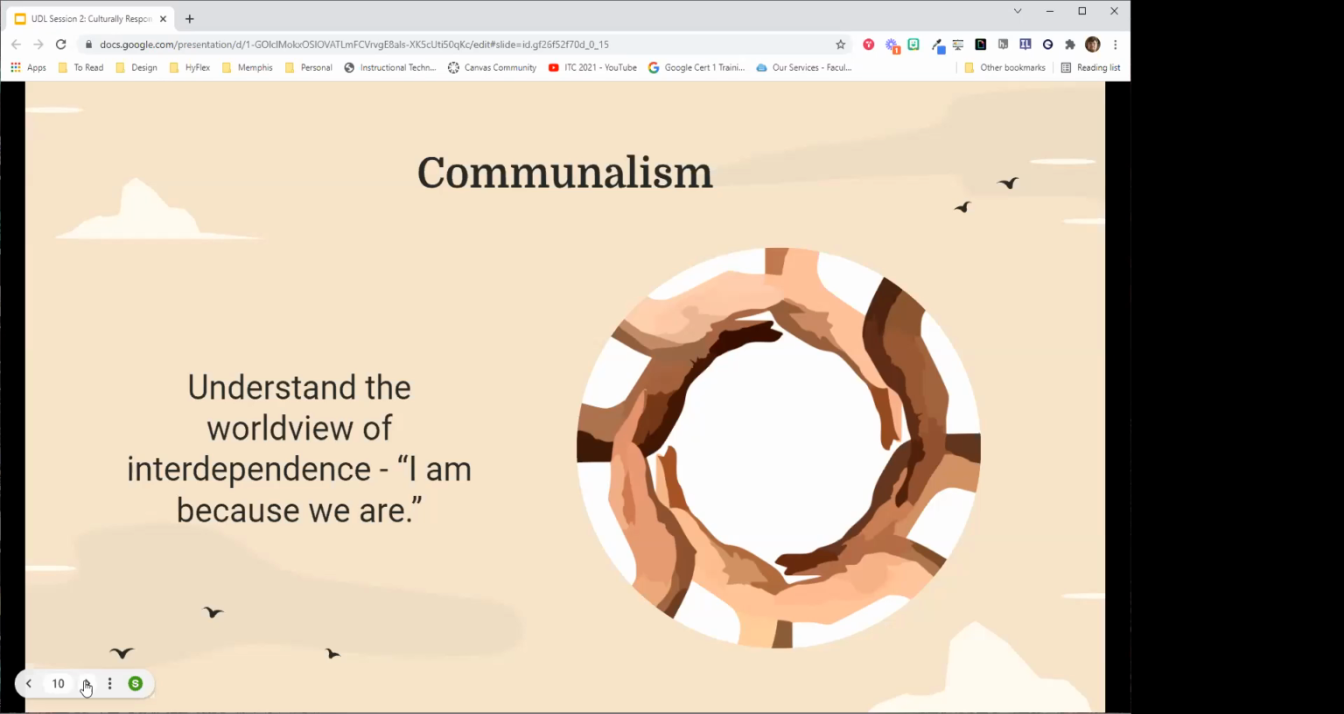So thinking about communalism, understanding the worldview of interdependence rather than, in our culture, we think of more independent. Students coming from different cultures may rely heavily on each other for their learning. So we have to think about building in things that allow that collaboration to happen, and still allow students to own the knowledge that you are providing to them.